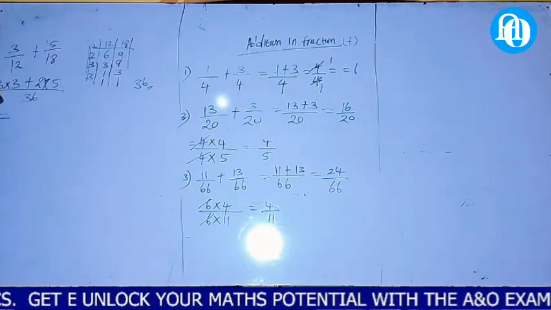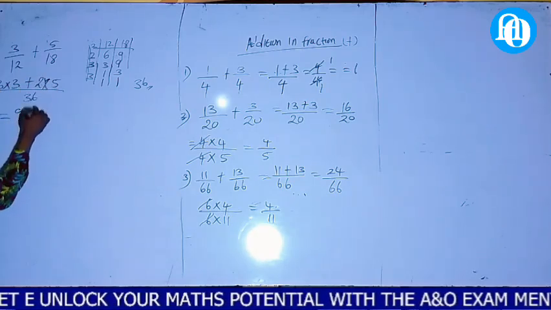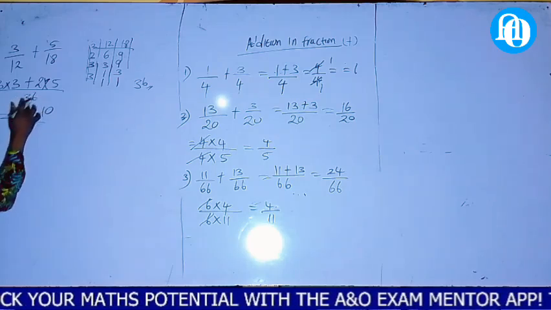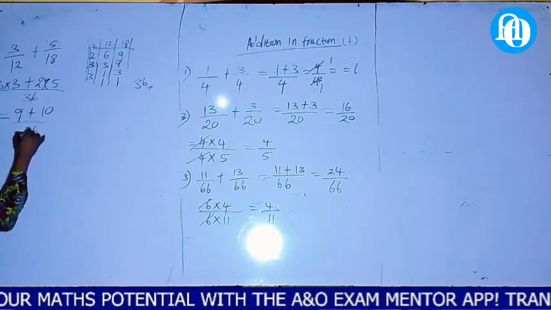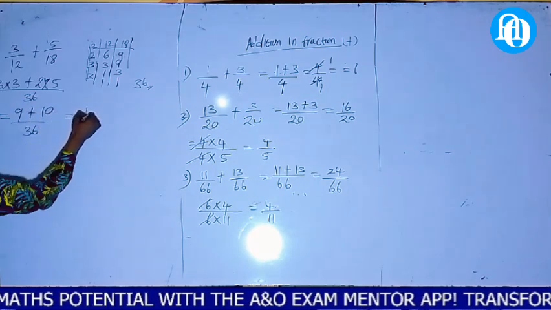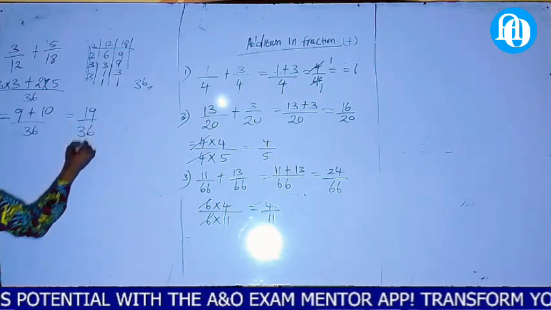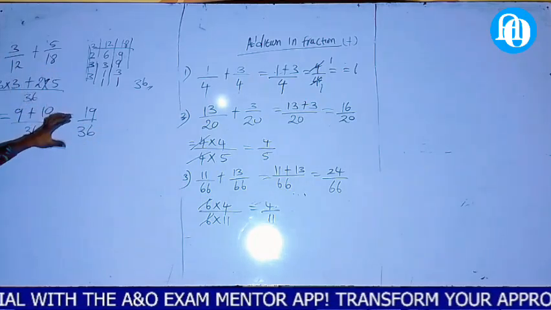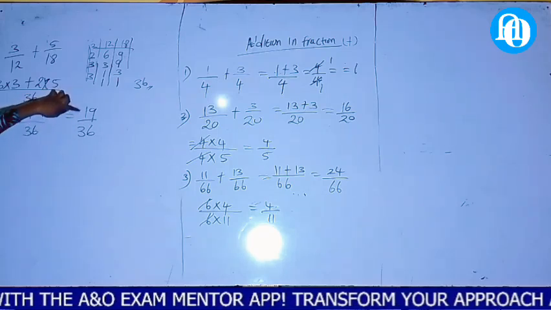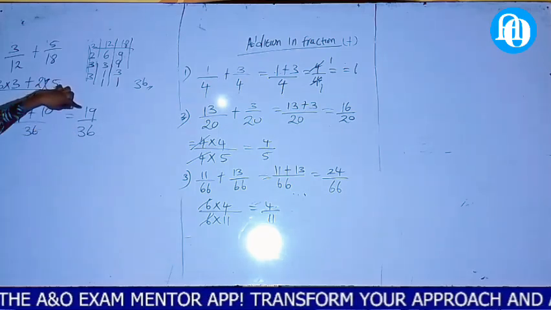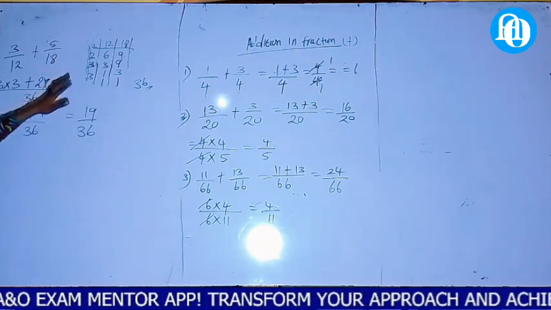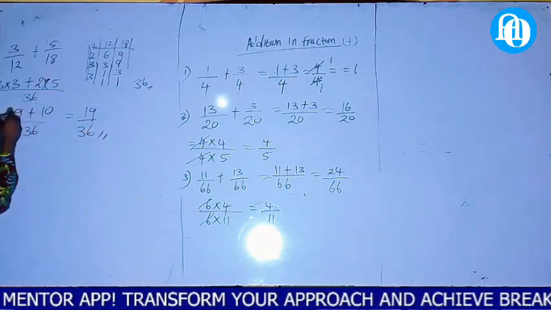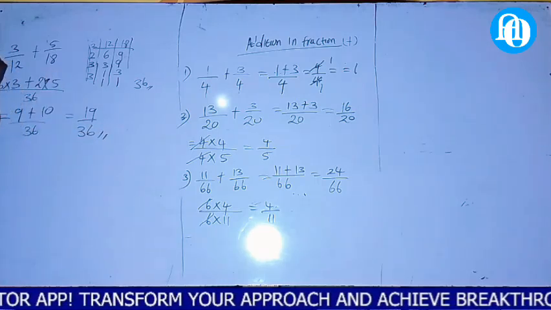It will now be what? This one times this is 9. This one times this is 10. And all over 36. Add this one together, it will give us 19 all over 36. Before you can say this is the answer, you look at it whether something can go in both of them. If something can go here and it can go the same thing here, you cut it. But this one now, nothing can go. That's the answer. Now, that's number 4.